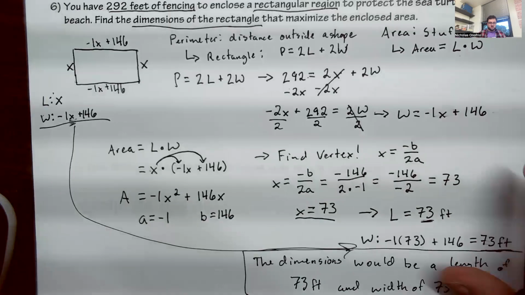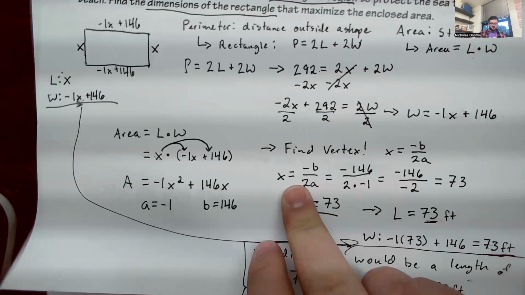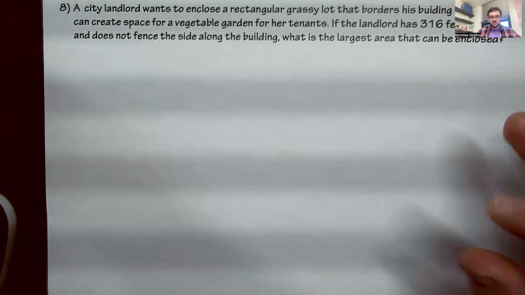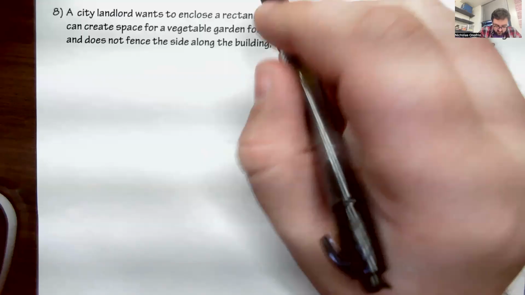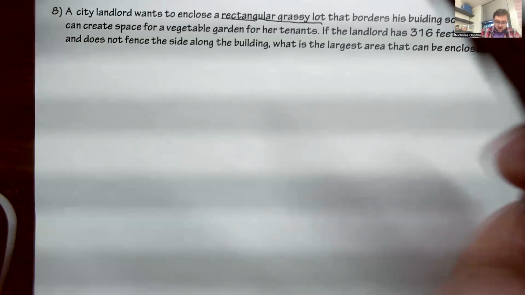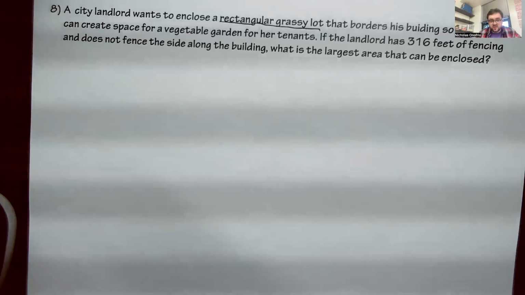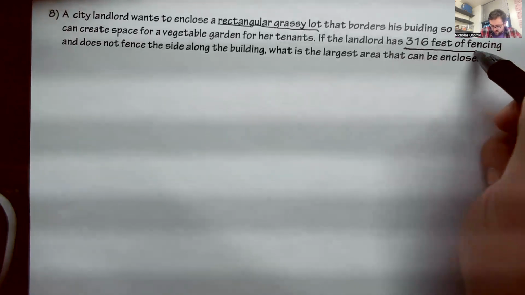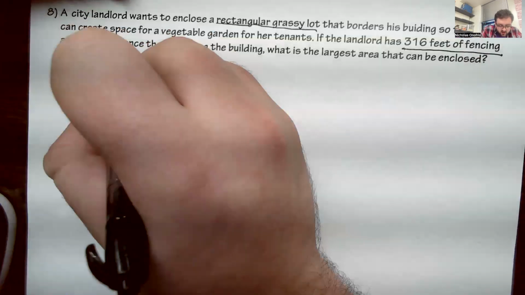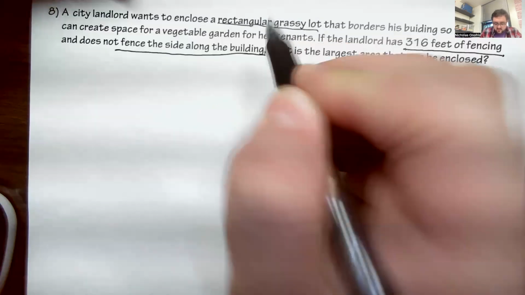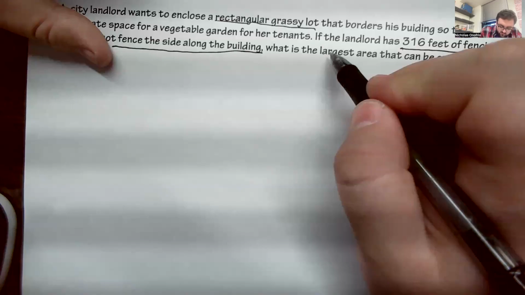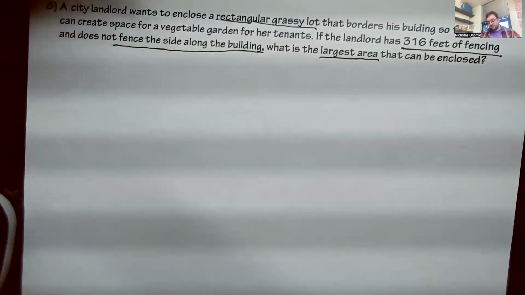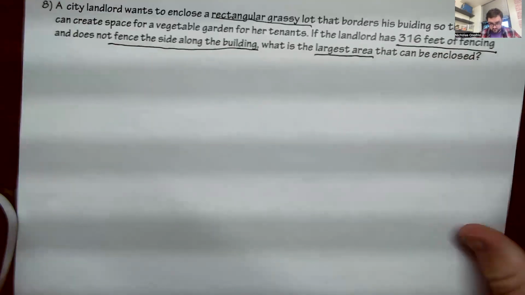Okay. Hopefully you've got everything unpaused. Let's move on to our last question, question number 8. We are told a city landlord wants to enclose a rectangular grassy lot that borders his building so that they can create space for a vegetable garden. We have 316 feet of fencing, and we do not fence the side along the building. That's super important. We are looking for the largest area that can be enclosed.